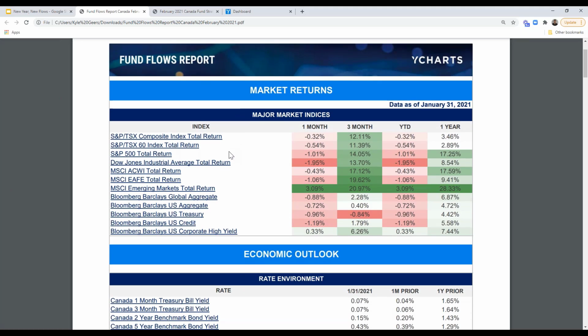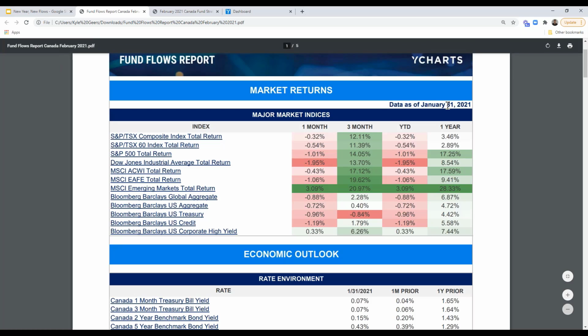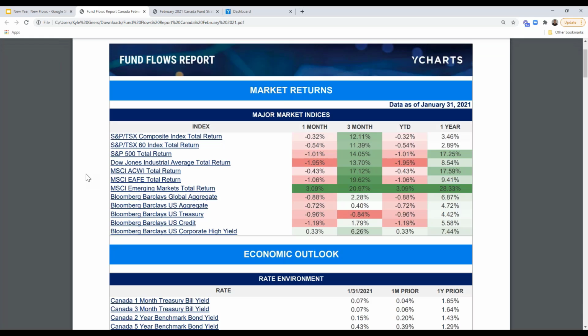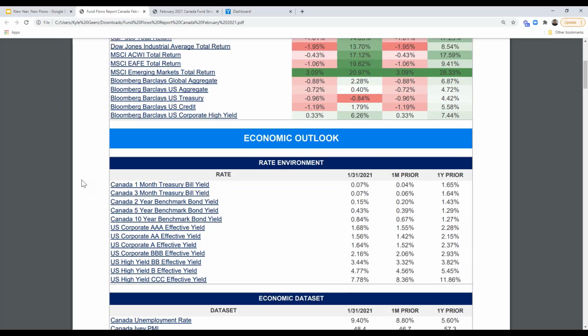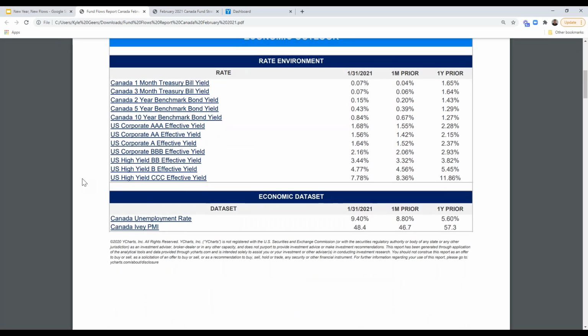Now, as far as this fund flow report goes, the first page contains some general index information and returns on some key indices, and the data is as of the previous month's end to be consistent with the flow data. So you have the index data on the first page, as well as some economic data as it relates to rates or key economic indicators.